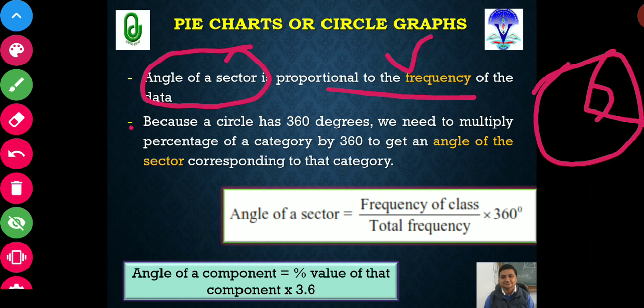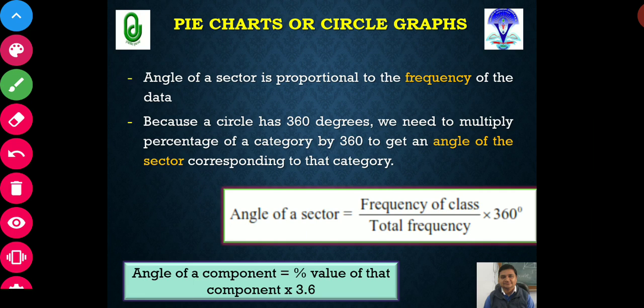We know that a circle has 360 degree angle. We need to multiply the percentage of a category by 360 to get the angle of that particular sector. So how will we convert our data into that circle? We have to divide the whole of our data into 360 degree angle. It will be divided based on this formula: the angle of a sector is equal to the frequency of that particular class divided by the total frequency, multiplied by 360 degrees. That value will be the angle of the sector. Another method, if your data is in percentage: the angle of a component is the percentage value of that component into 3.6. This formula is derived from the earlier formula only. This is how we can convert our actual data into the different angles.